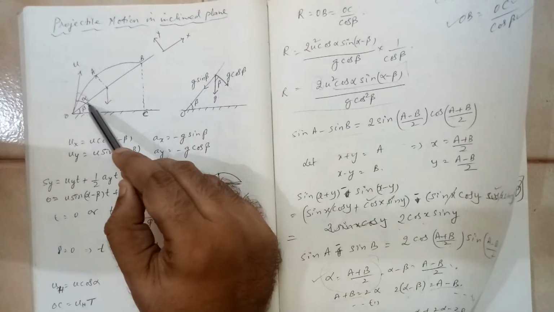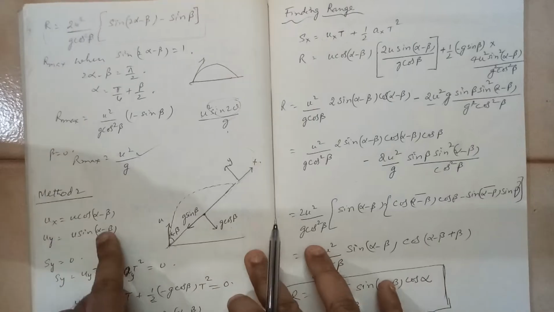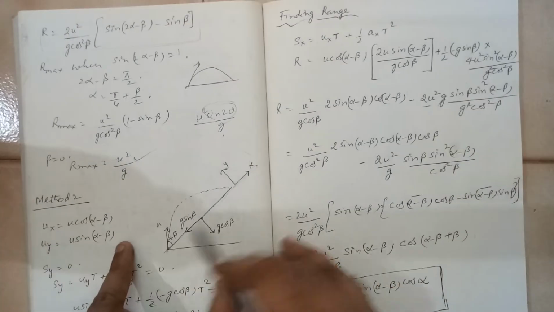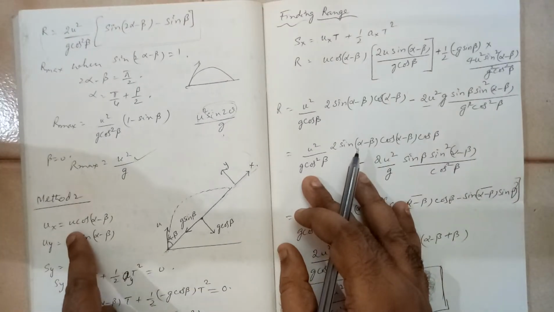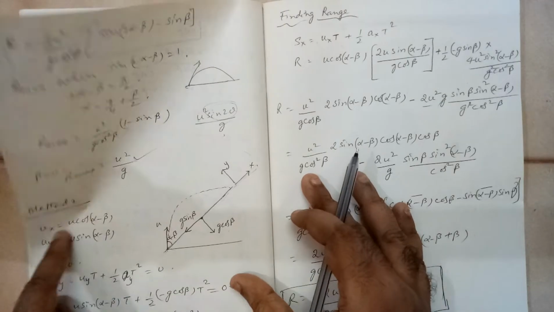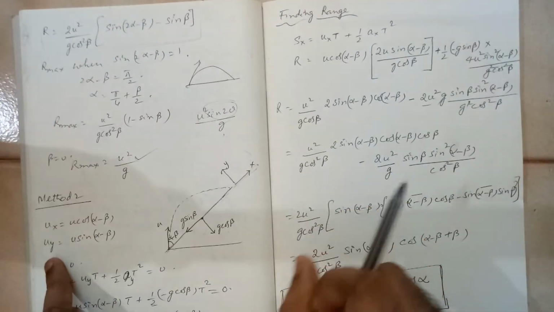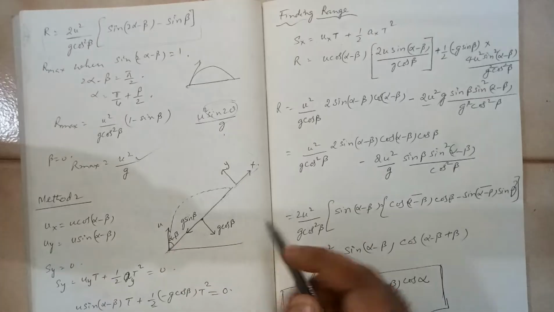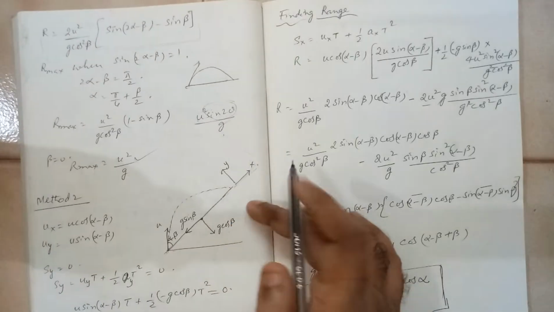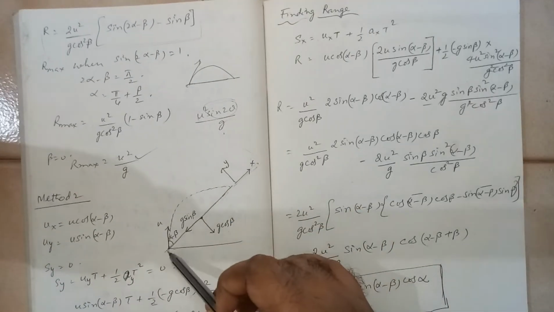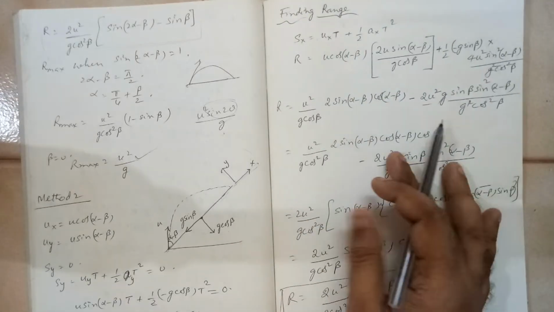So along the plane it will be alpha minus beta. So your horizontal component along x here will be u cos of alpha minus beta, and uy will be u sin of alpha minus beta. So as per the earlier argument, here also sy will be equal to 0.